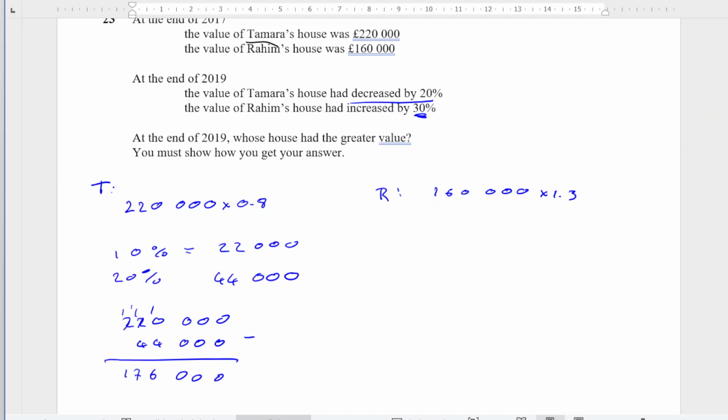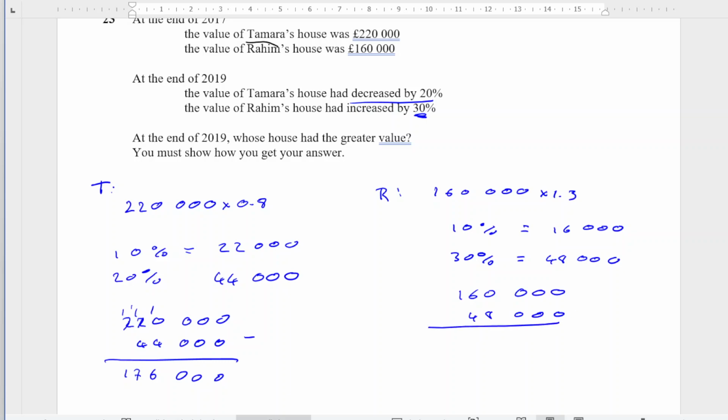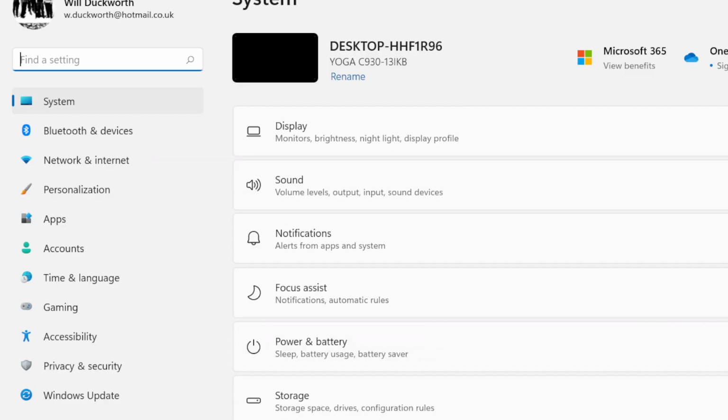And again, I'm going to work it out like the last one. I'd say 10% would be equal to 16,000. So 30% is going to be 3 lots of that. So 16 times by 3 is going to be 48,000. So the new price of his house is going to be equal to 160,000 plus 48,000, which is going to be 208,000, if I've done that right.